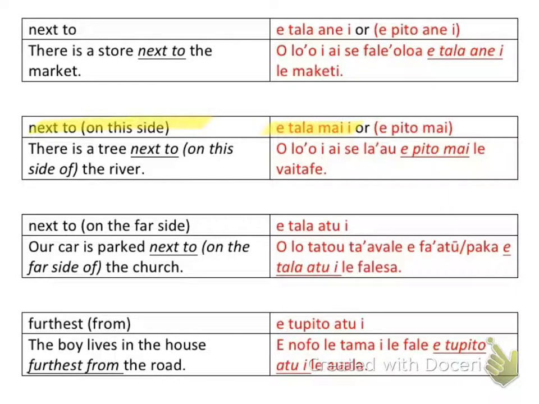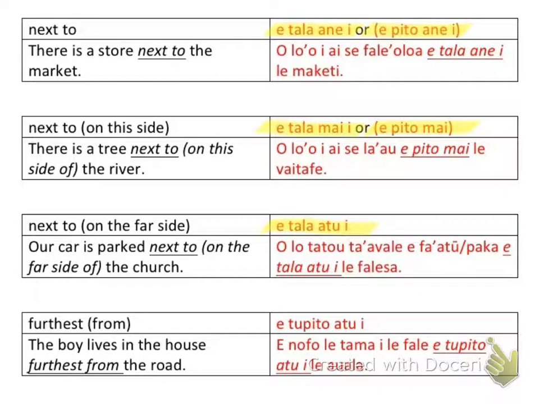Okay, so moving on, next to on this side, the second way to say it is e tala mai i, or you could say e pito mai. Okay, there's another way of saying it. So there is a tree next to, on this side of the river. The way that I'd say that in Samoan is o lo'o i ai se la'au e pito mai le vaitafe, or you could say tala mai, either one. And the one exception is you could say e tala ane, e pito ane, or e tala mai, e pito mai.